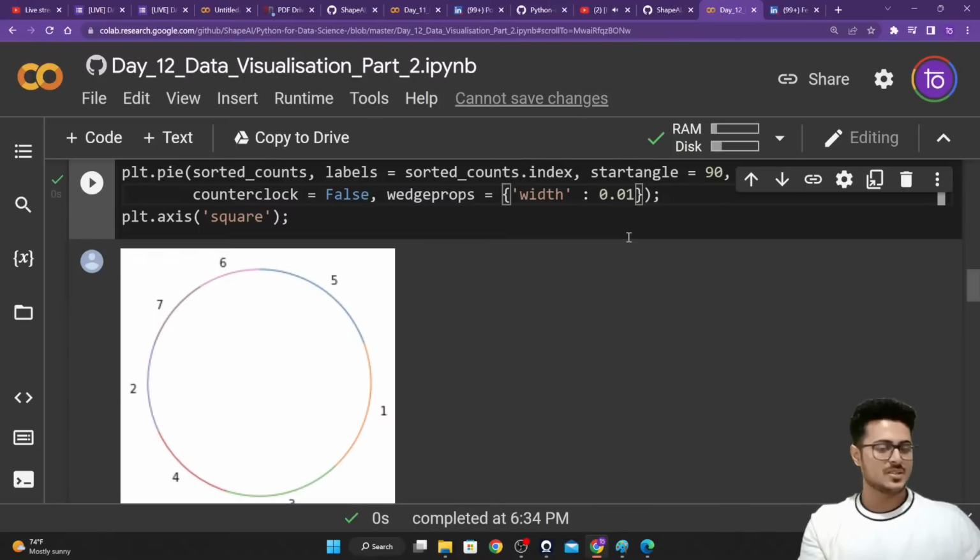Are you guys able to understand this? Please do let me know. Wedge is an English term that basically means wedge. And props means the attributes that you want to have. So what are the attributes of the thickness of the wedge that you want to create?